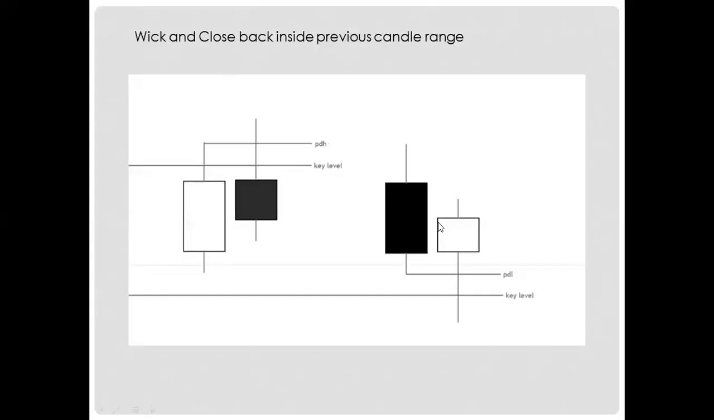So, my guys, listen. Wick and close back inside the previous candle range. Remember, this is just a pictorial presentation of what I just explained before. You see, we wick and close back inside the range. Look at what I just wrote there: previous candle high or previous day high. We are hitting a key level. We are in a rejection zone.